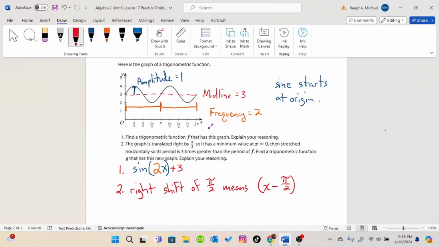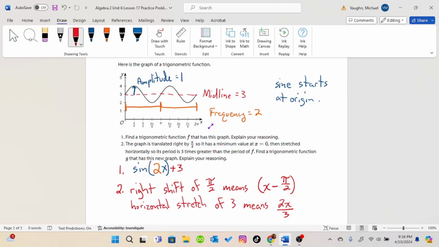Then the period is 3 times greater than the original. So instead of doing one cycle in pi, it's now going to take 3 pi to complete a full cycle. So a horizontal stretch of 3 means 2x divided by 3.